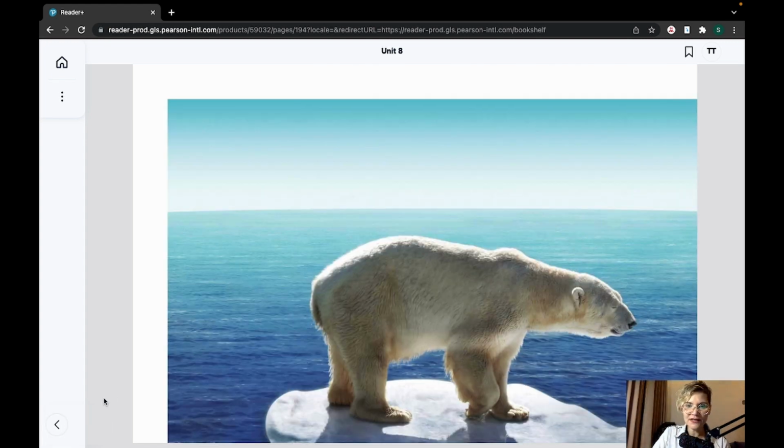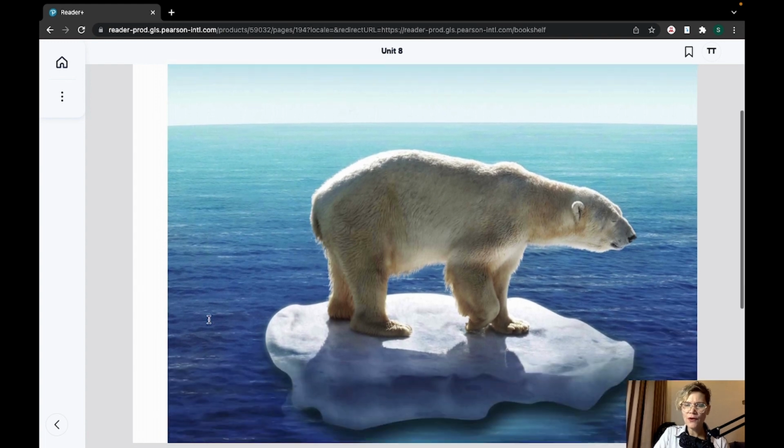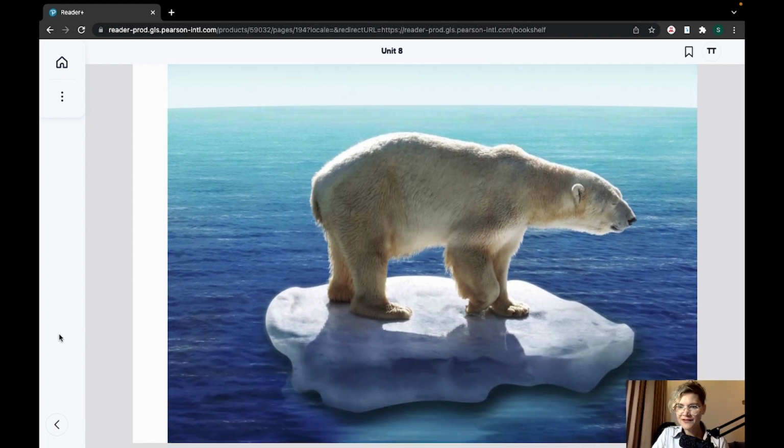Oh, look at this. Oh, no. Definitely a change. Where is the ice? Where is the snow? Okay, the ice. Definitely the ice. The ice is melting. In this case, that's not good for this beautiful animal's habitat.